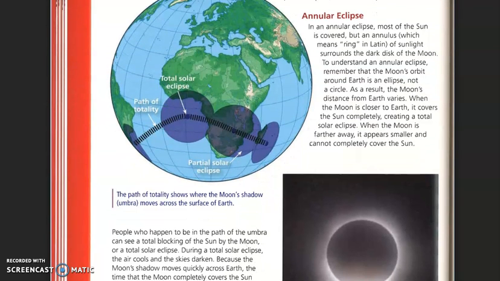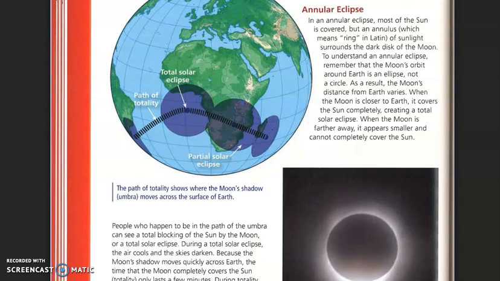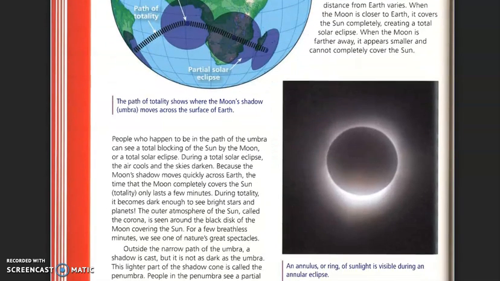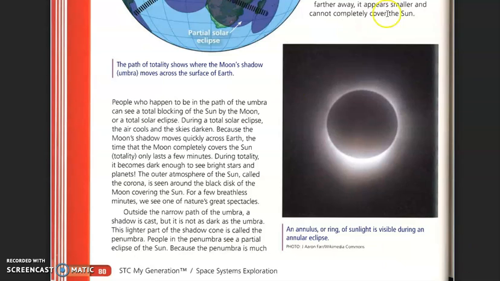In an annular eclipse, most of the sun is covered, but an annulus, which means ring in Latin, of sunlight surrounds the dark disk of the moon. To understand an annular eclipse, remember that the moon's orbit around Earth is an ellipse, not a circle. As a result, the moon's distance from Earth varies. When the moon is closer to Earth, it covers the sun completely, creating a total solar eclipse. When the moon is farther away, it appears smaller and cannot completely cover the sun. In this image here would be where we see the annulus, or ring of sunlight, visible during an annular eclipse.